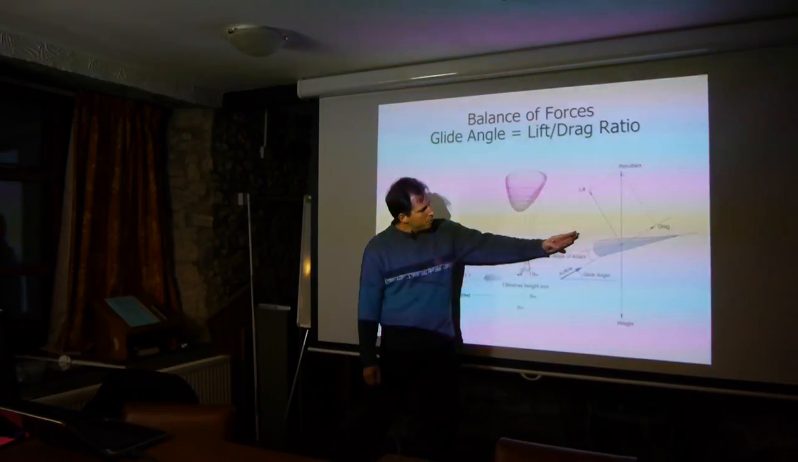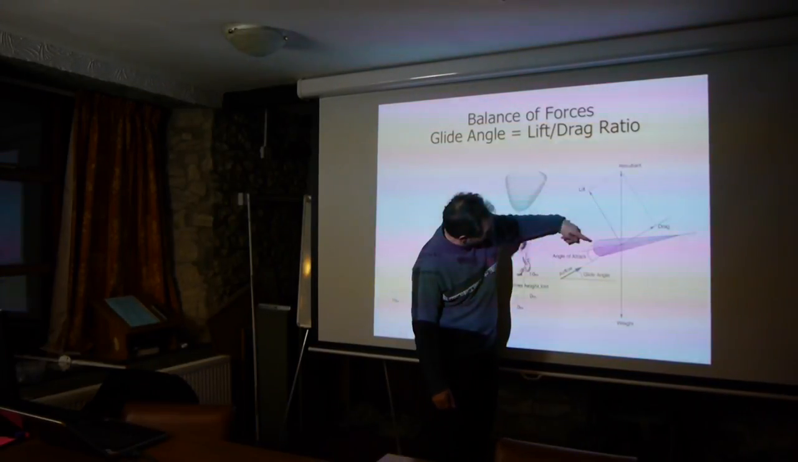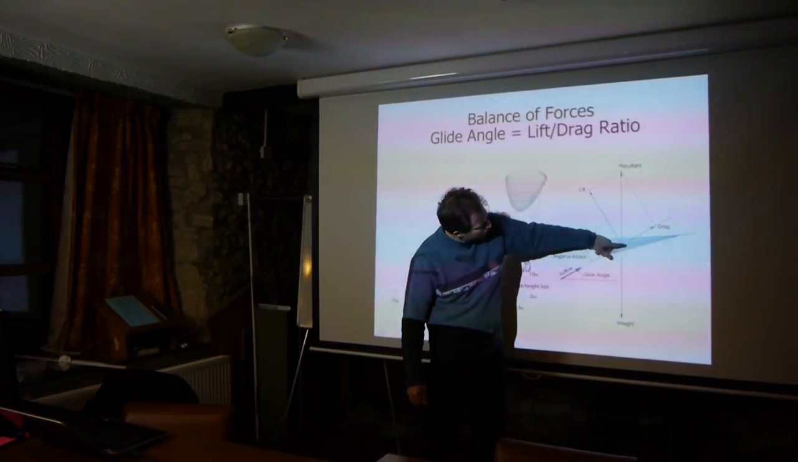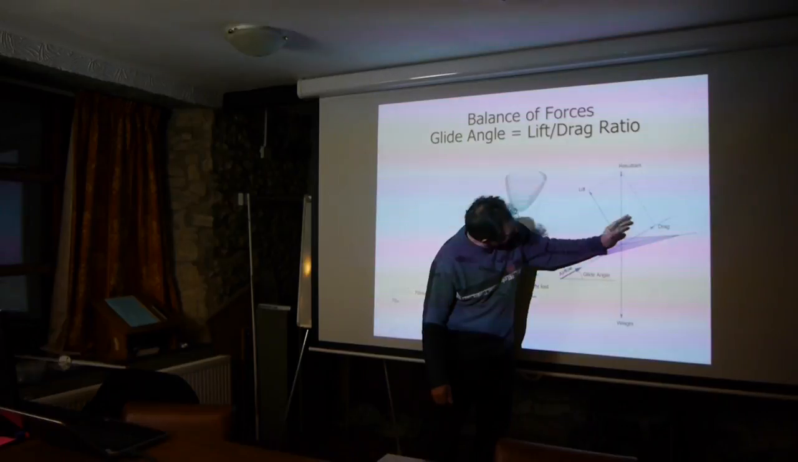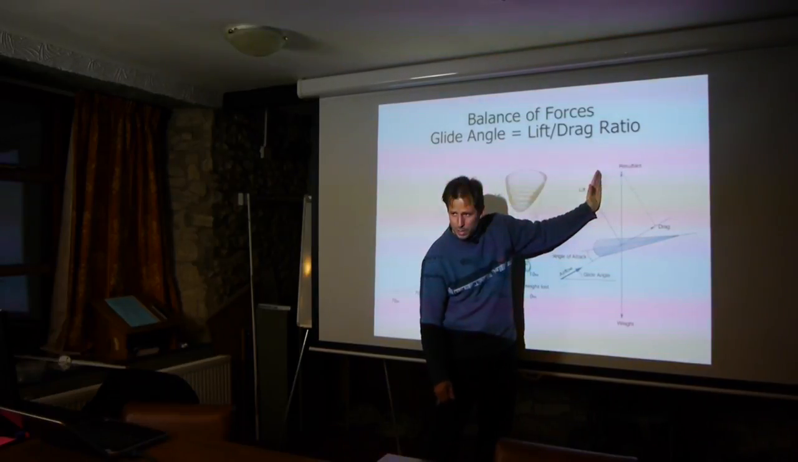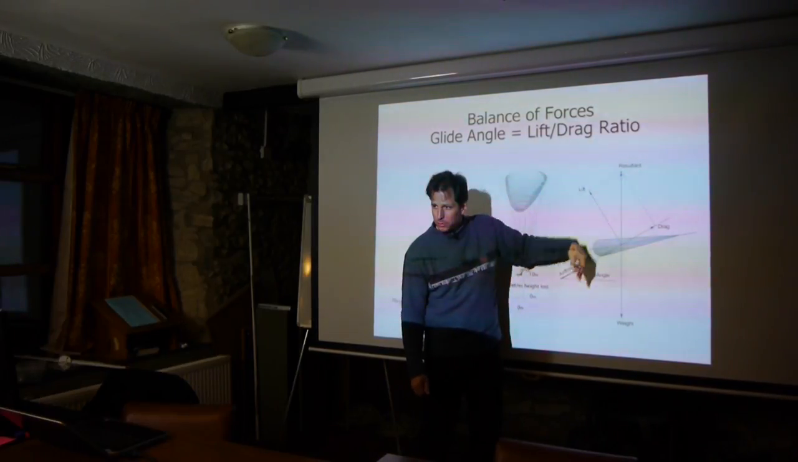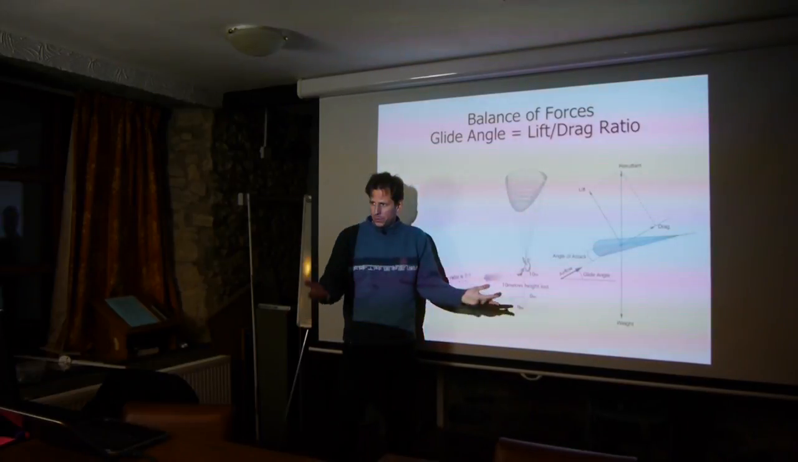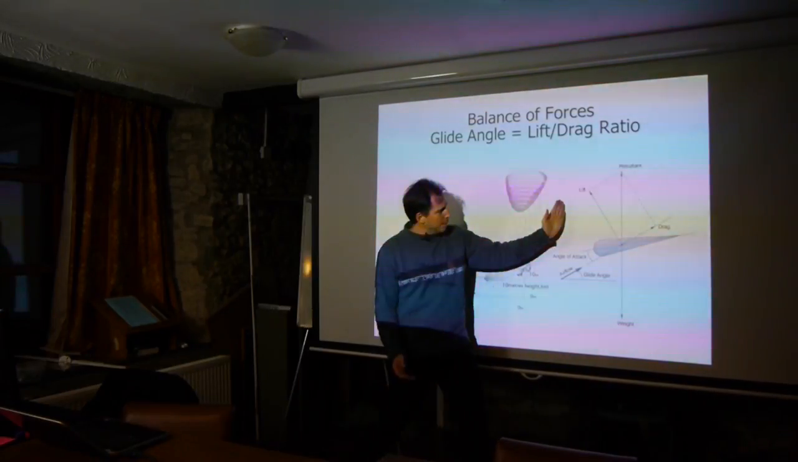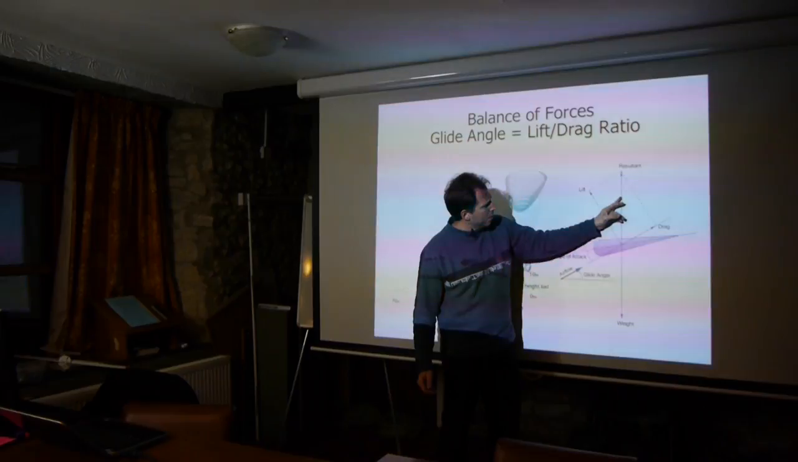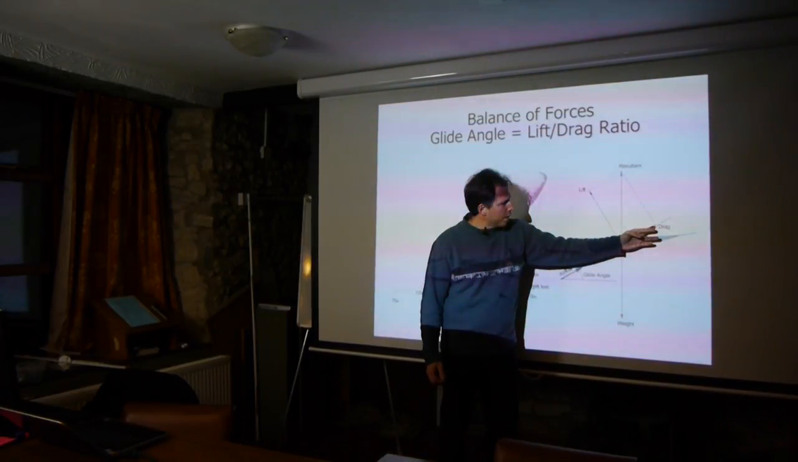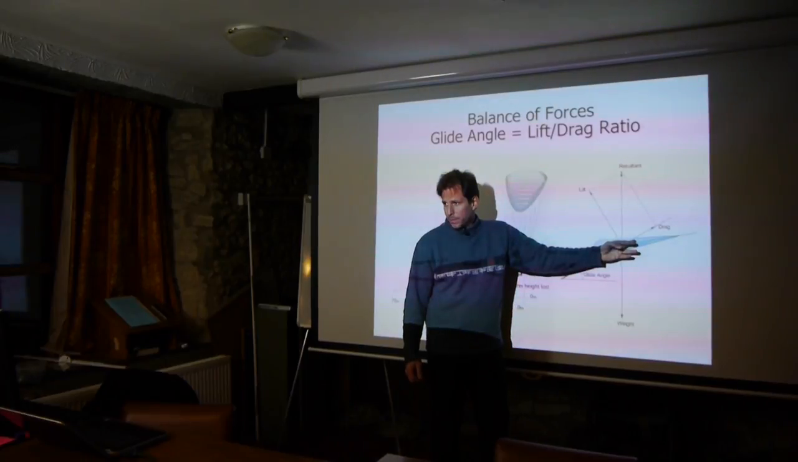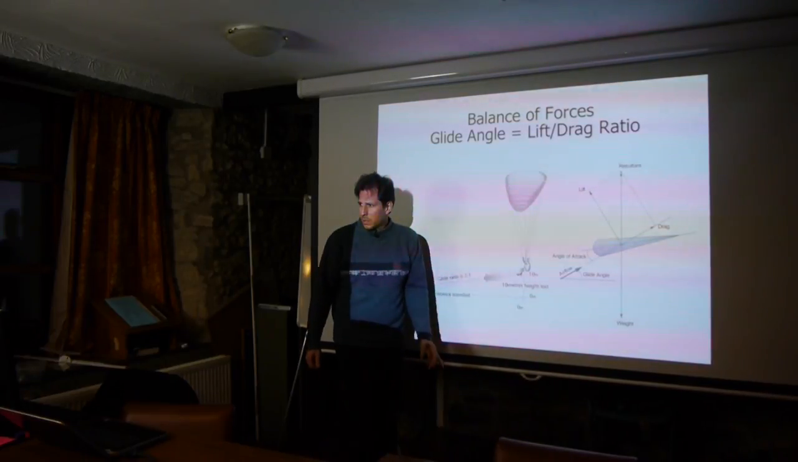Yeah, the whole thing gets closer to that core, doesn't it? So it'll get like that. The lift will come up a bit like that, but the weight doesn't change. The weight is still the same for this. So if the lift comes a little bit closer to that line there, for the thing to stay in balance, the drag has to come down here, doesn't it? Make sense?